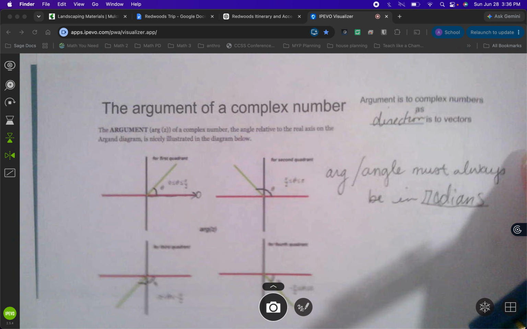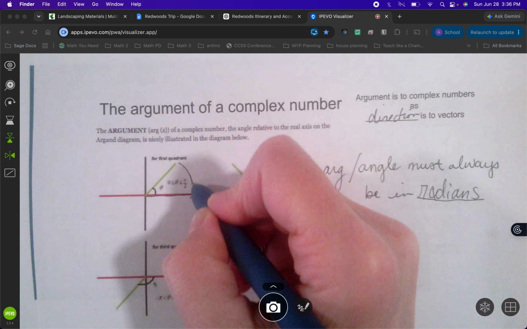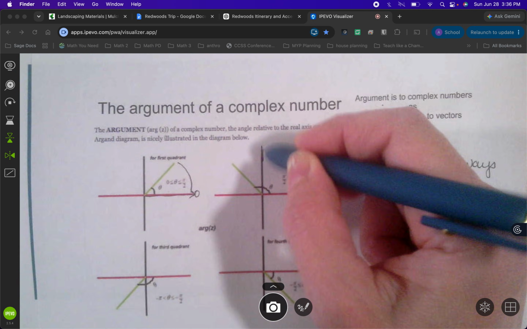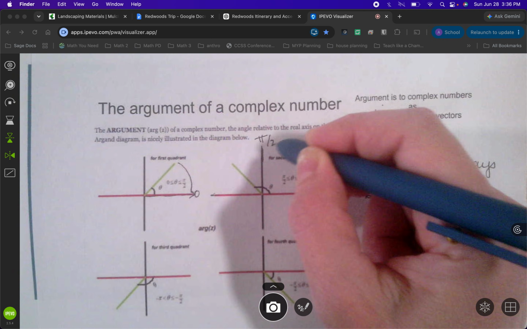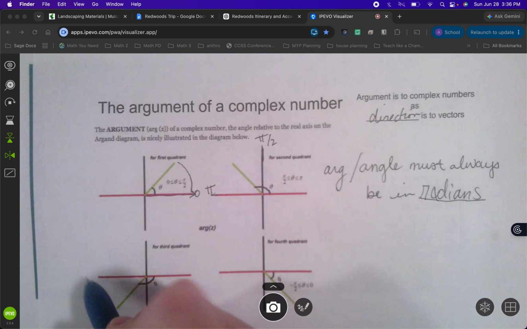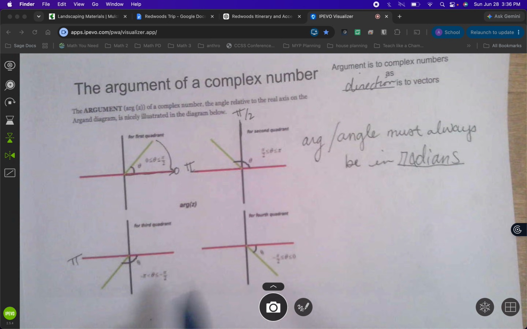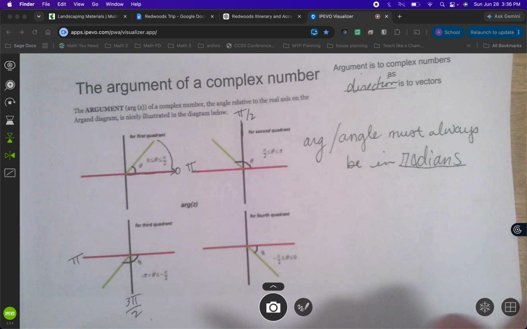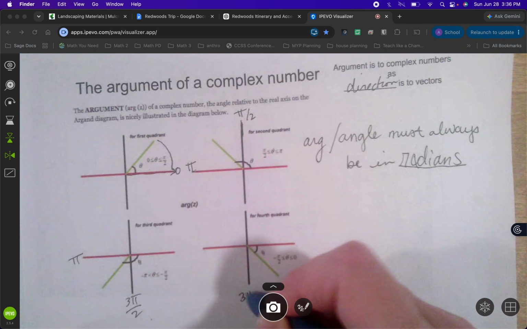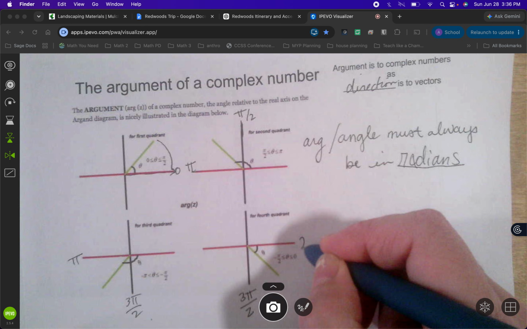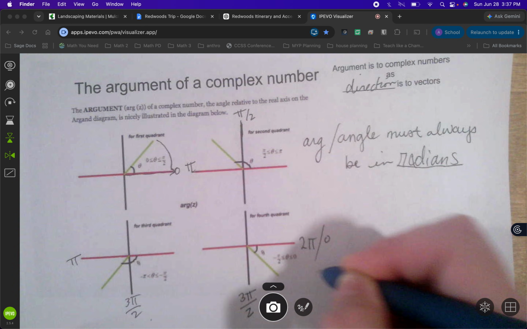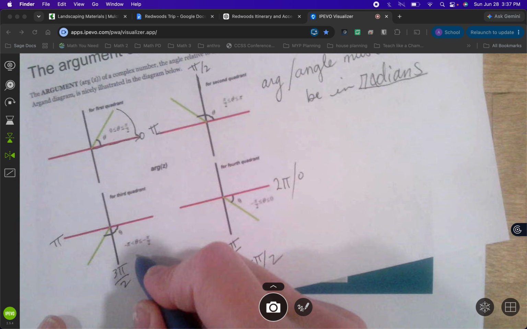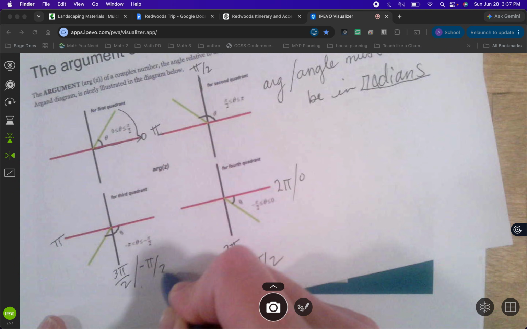If you're looking at this one, it's going to be somewhere between 0 and pi over 2. If you're in this region over here, it's going to be somewhere between pi over 2 and pi. Down here, it's going to be between pi and 3 pi over 2. Here they have it noted as negative pi over 2. That's fine also. And then last would be 3 pi over 2 back to 2 pi, or again 0 back to negative pi over 2. Either of those is fine.